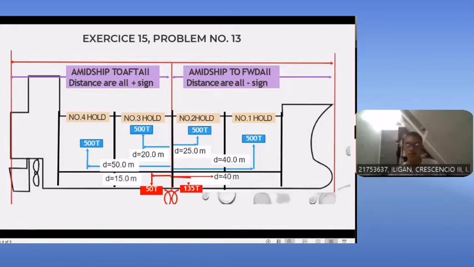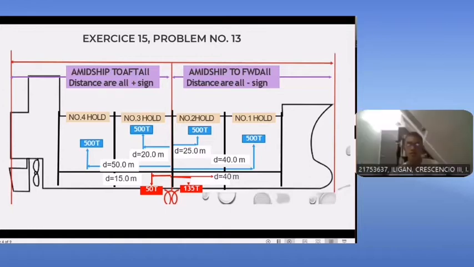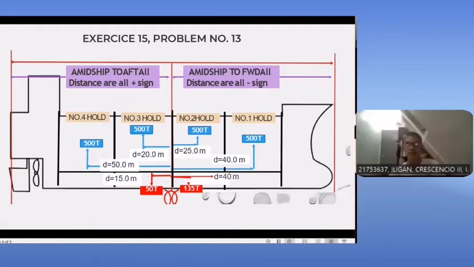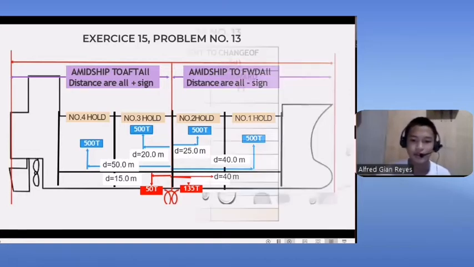Now, as we remember, when it is aft of amidships, what will be the sign? Positive. How about the sign from amidships to forward? Negative. Very good. Now, we will proceed to the calculation that will be tackled by Ms. Luatan. So as you can see, we have our illustration now.